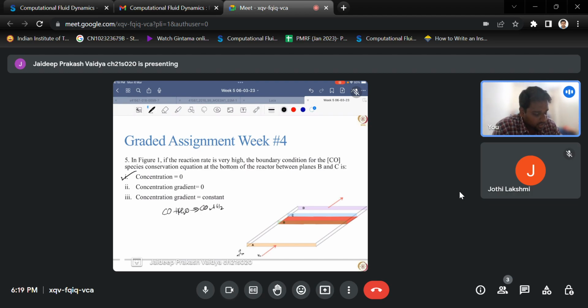So, will there be a concentration gradient? We cannot say that directly, because diffusion can happen from the top wall to the bottom wall, and it need not even be constant. It can also have a variation along the y-axis as shown here. This is the y-axis. So the correct answer is only one. The concentration at the bottom is zero. We can't say anything about the concentration gradient in space.